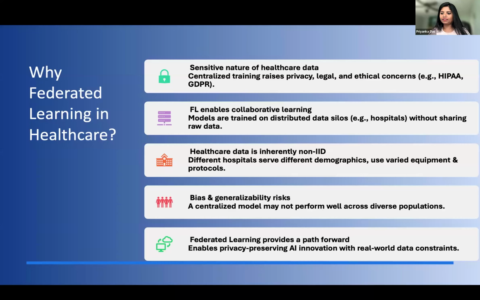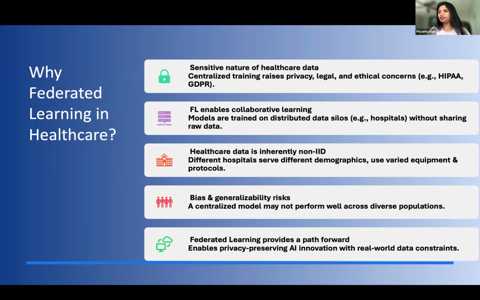As we all know, healthcare data is highly sensitive. Centralized training methods often require aggregating data in one location, which raises serious privacy, legal, and ethical concerns, especially under regulations like HIPAA and the GDPR. So this is where federated learning, or FL, comes in. Instead of moving data, FL brings the model to the data. It enables collaborative learning across hospitals or institutions without sharing raw patient data.